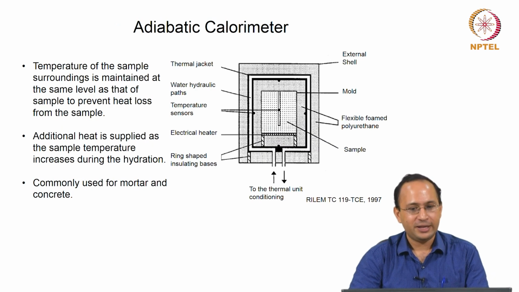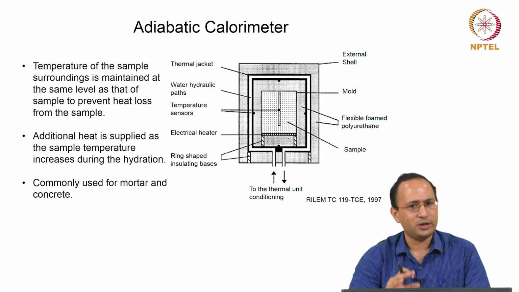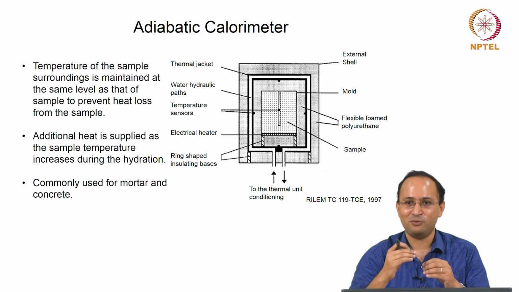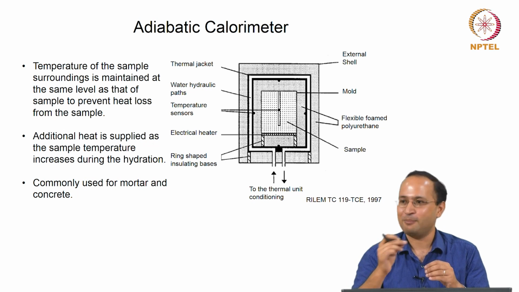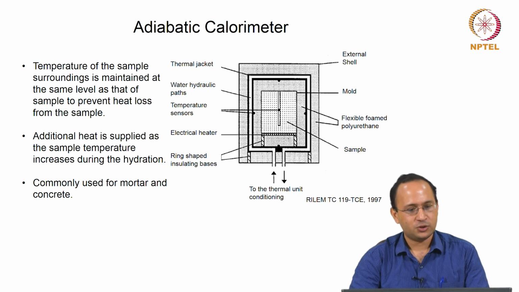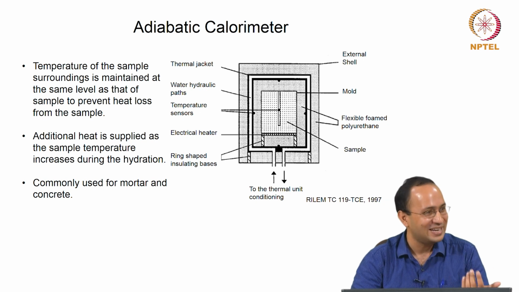This is the final one, the adiabatic calorimeter, similar to what we have seen. In this case also we want to reduce the heat loss, but how are we doing it? We are not insulating it completely; the temperature of the sample surroundings is maintained at the same level. Your sample, due to the hydration, the temperature will rise, but we are also raising the temperature of the surroundings, so that there is no heat loss, you understand. So, the sample surrounding is maintained at the same level as that of the sample to prevent this heat loss. So, for that you may have to provide some additional heat, obviously, right.